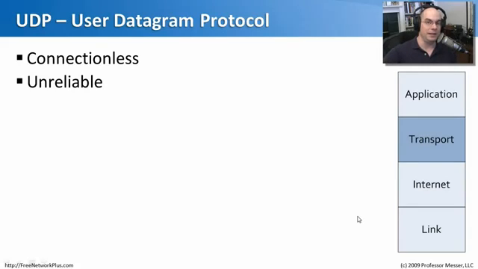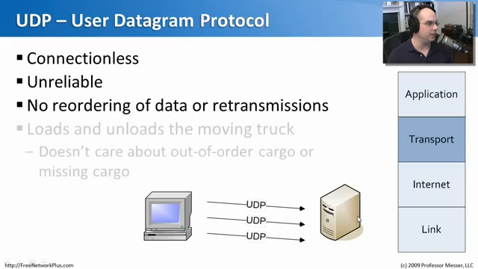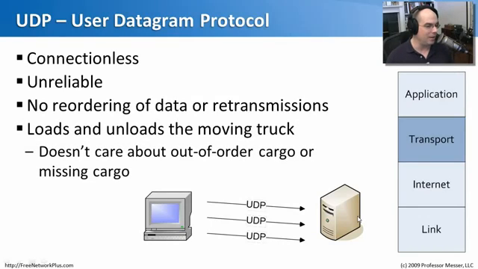The application itself might say that it didn't receive the data and have to retransmit, but UDP is not going to do that for you. At this transport layer, we call this an unreliable protocol. There's no reordering of data. If it comes in out of order, that's too bad. We've missed it. If there's data that wasn't received, UDP does not ask for a retransmission. It's very simple about that. It doesn't care about the data being out of order. Again, it's in charge of loading and unloading, but that's it. If it doesn't receive something, it doesn't send a message back to the other side saying, please send another moving truck. It simply decides, well, I missed it.